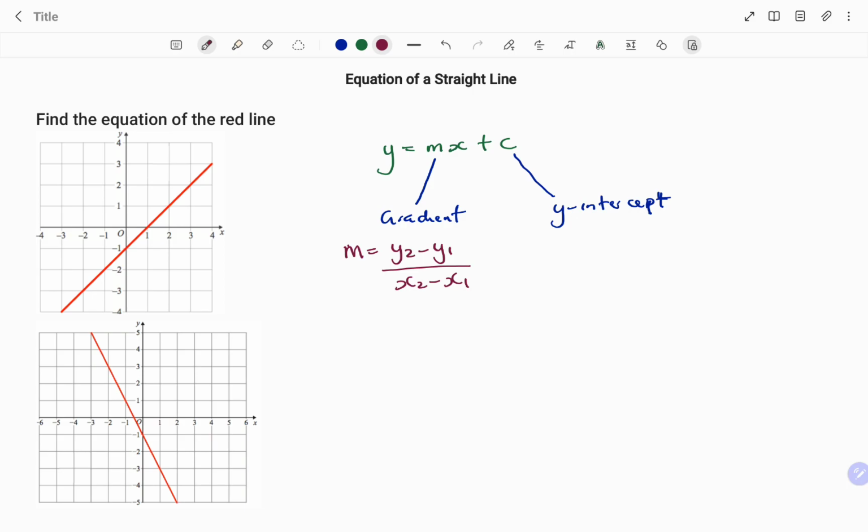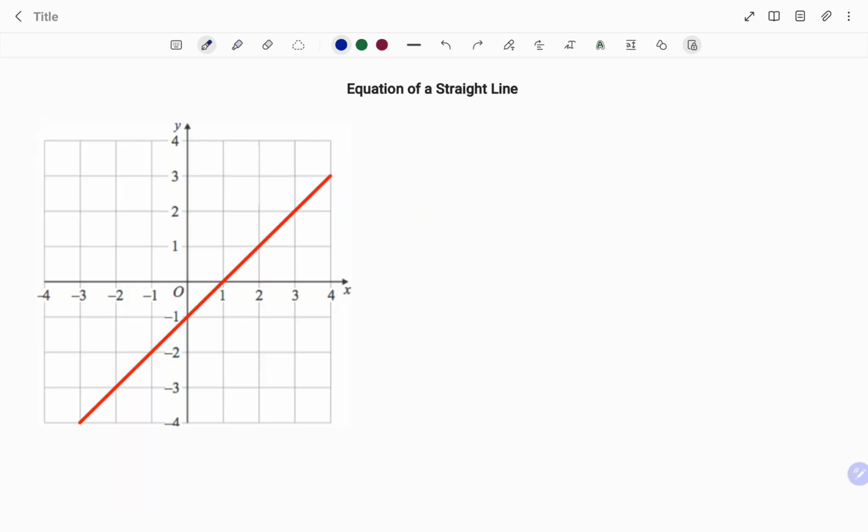Let's look at the following example. In my first example, to find the equation of the red line as shown in the diagram, I'm going to start by writing out my standard formula for equation of a straight line. That's y equals mx plus c. The first step is to find my gradient m and to find c, my y-intercept.